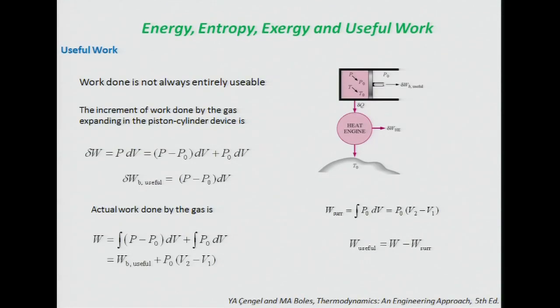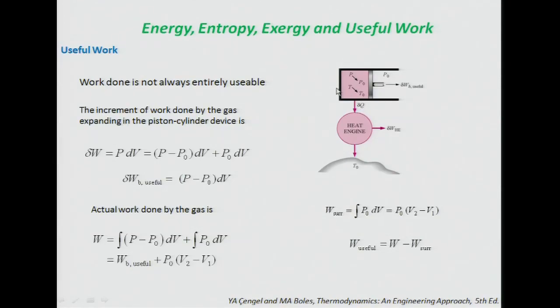So when we talk about useful work, and please interrupt me if this isn't clear, I've said before that the work that's done in a system is not necessarily usable. So we can draw this simple little cartoon here, where we have a piston operating in conjunction with a heat engine that's dumping heat to an environment at some temperature T0. Here's the incremental heat transfer delta Q.